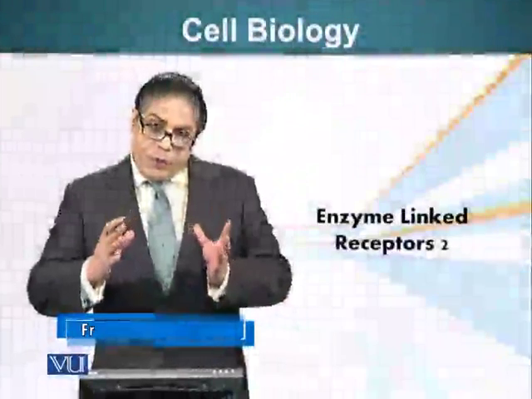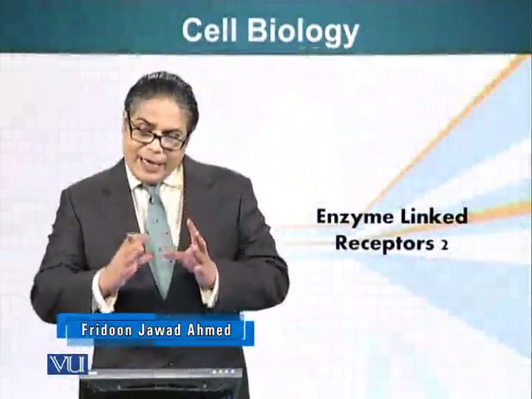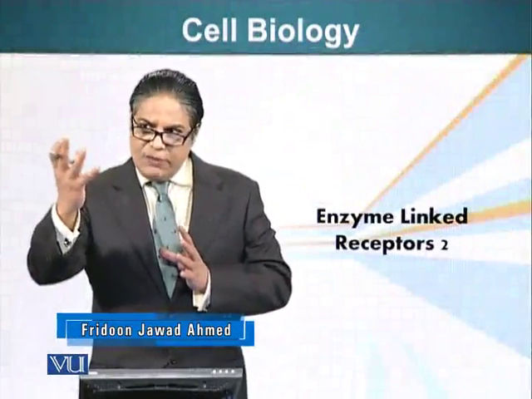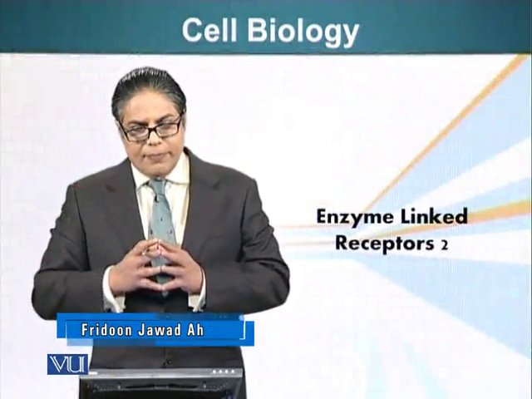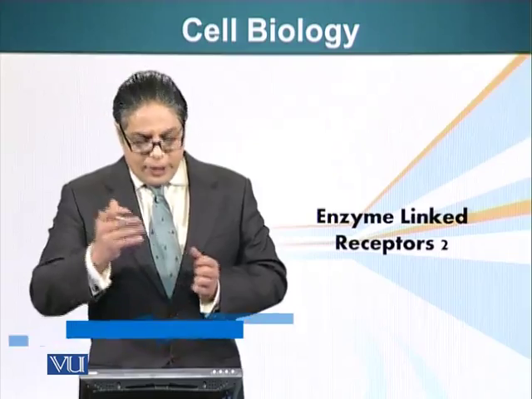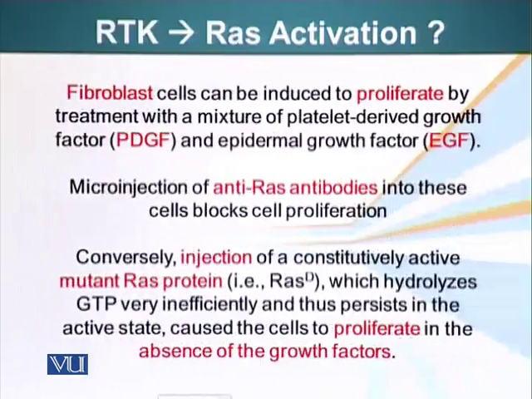Okay, so we have said that RAS is activated by receptors that receive signals for cell to divide. How do we know that? Let's look at a simple experiment. Fibroblasts can be induced to proliferate by treatment with a mixture of platelet-derived growth factor (PDGF) and epidermal growth factor. Both these growth factors activate receptor tyrosine kinases.